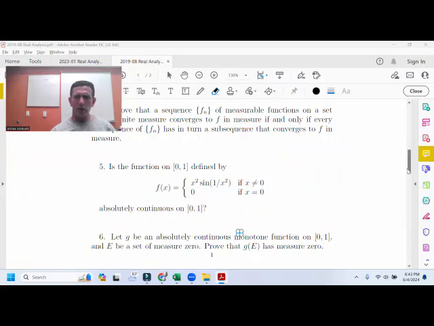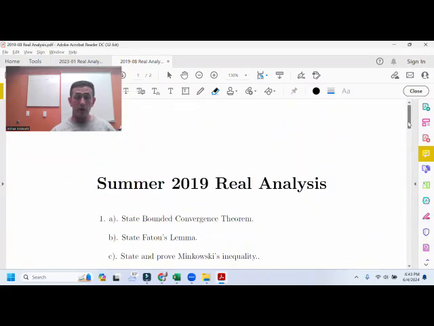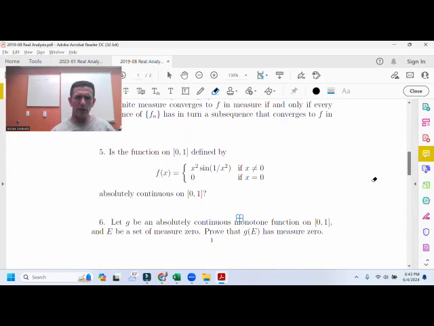Okay, so I want to do the same prelim, summer, August 2019, a little deeper problem, which is number 6. So let's say G is an absolutely continuous monotone function on 0 to 1. E is a set of measure 0. Prove that G of E has measure 0. So you actually do not need monotone here. It just makes the problem a little easier, a little simpler. And if you want a challenge, try to do this problem without using the fact that G is monotone.